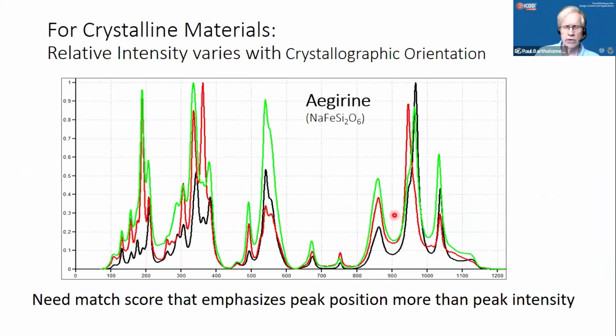Here there are 3 spectra from the same grain of this mineral aegirine. And if you look closely, you can see they all have the same peaks. It's just in one they're strong and in another one they're weak. Accordingly, your phase match scoring algorithm needs to emphasize peak position more than peak intensity for its matching.